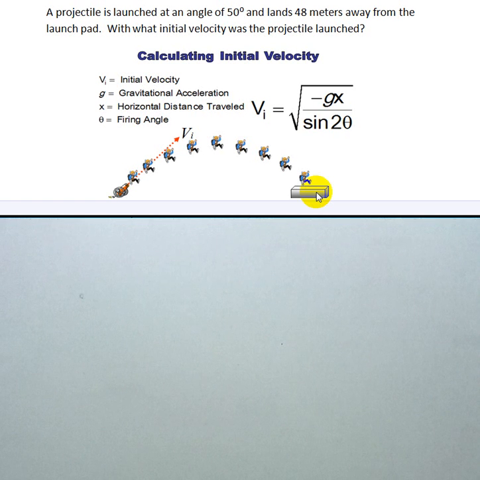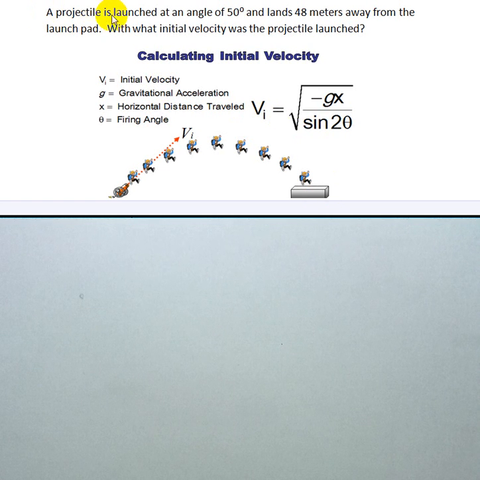In this video, we are going to practice calculating the initial velocity when we're given the horizontal distance traveled and the firing angle. This practice video is different from the first one in that the information given is in meters. So we're going to practice using the gravitational constant for acceleration in the standard international units.